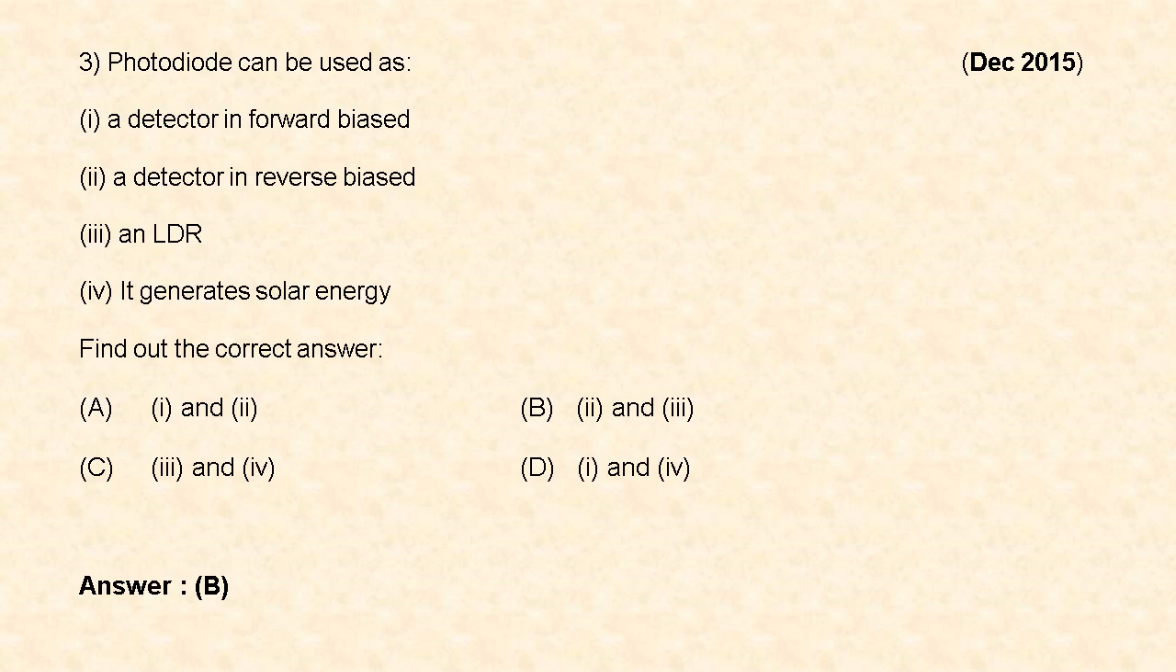Next question. This question was asked in December 2015. Photodiode can be used as: first one, a detector in forward biased, second one, a detector in reverse biased, third one, LDR, fourth one, it generates solar energy. We know that photodiode can be used as a detector in reverse bias condition, and it can also be used as an LDR, that is light dependent resistor. So option B is the correct answer.